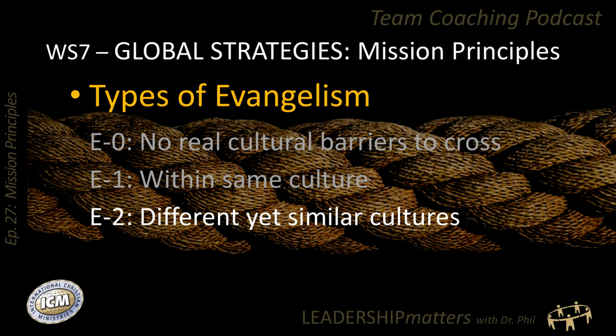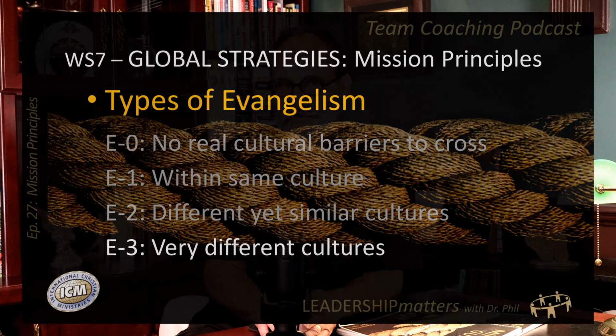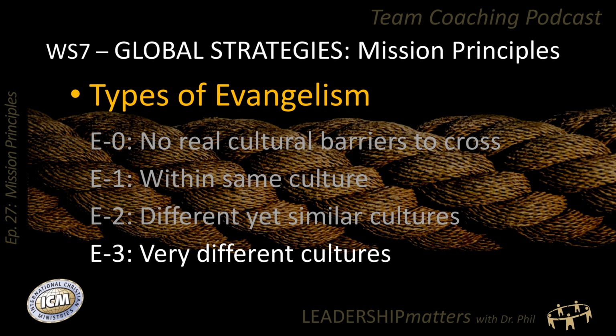For example, E2 is sharing the gospel with those from different yet somewhat similar cultures, such as, say, between one European country and another, or a Russian speaker in an adjacent country to Russia. But E3 evangelism is the most difficult and has the most challenges, as it is to very different cultures. This is most difficult because the communicator may have to cross 3 barriers: a church to non-church barrier, a language barrier, as well as a major lifestyle barrier. It is important to realize that this scale does not so much reflect geographic distance, but cultural differences.